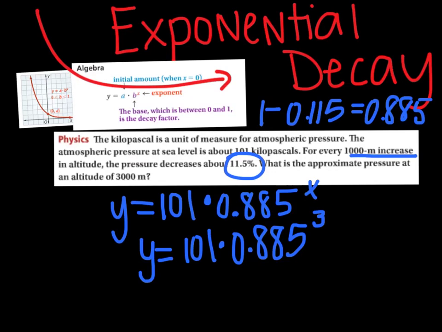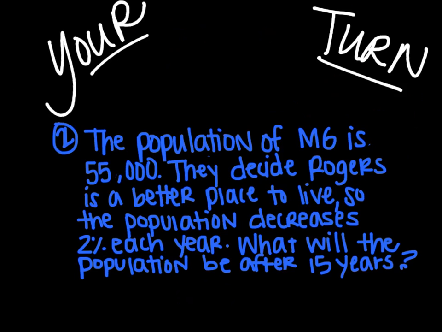So here's now how I'm going to evaluate it. Exponents first and then multiply by 101. And you should get y to be approximately 70. So my answer then is that the pressure at the altitude of 3,000 meters is about 70 kilopascals.